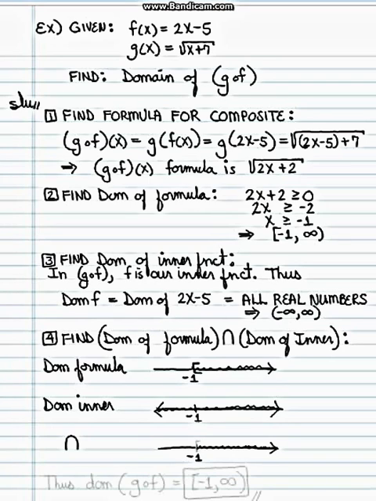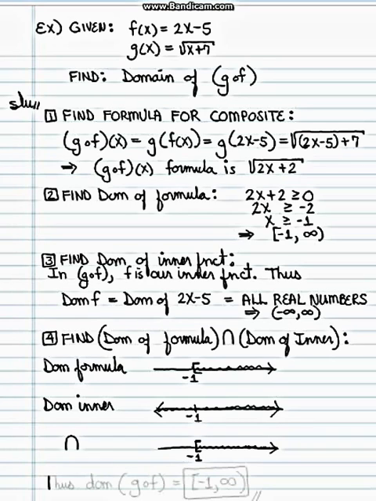And for -1 precisely, it is included in the first set with the boxy bracket, and -1 is included in the second set because it's shaded right through it. So yes, it will be included in the intersection. That's why we get a boxy bracket. Now that is our solution.